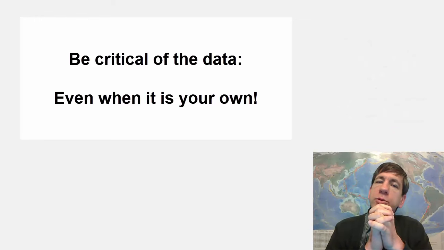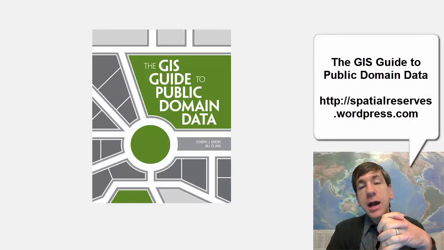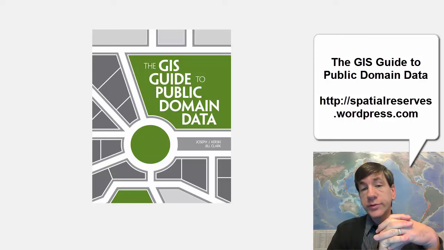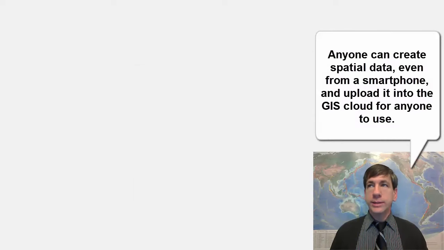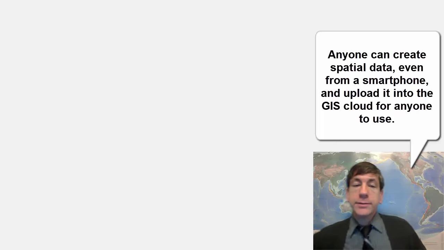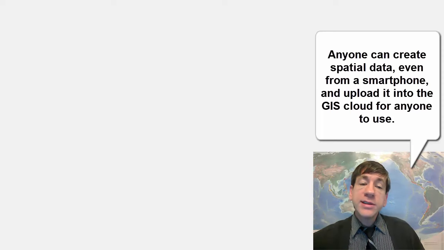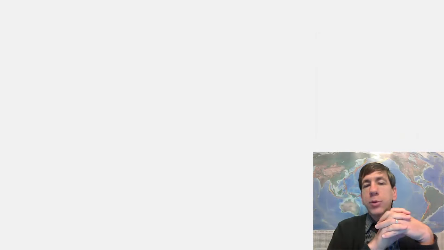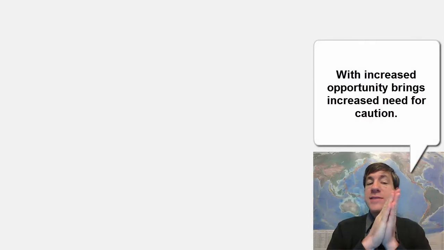Now, a theme running through our book, The GIS Guide to Public Domain Data, and in our associated blog, Spatial Reserves, is to be critical of the data that you are using, even data that you are creating. Now, thanks to mobile technologies, anyone can create spatial data, right? Even from a smartphone, and upload it into the GIS cloud for anyone to use. Now, this has led to incredibly useful collaborations, such as OpenStreetMap, but this ease of data creation means that caution must be employed more than ever before.